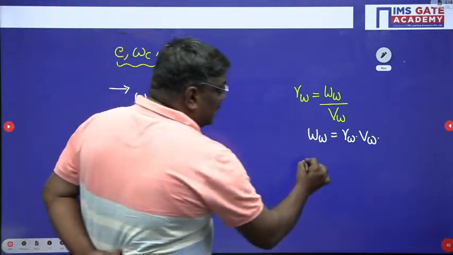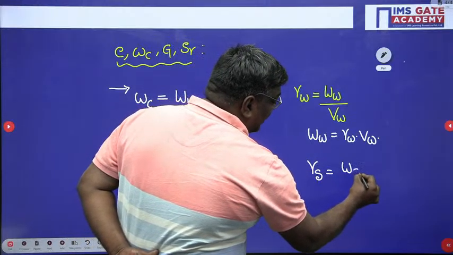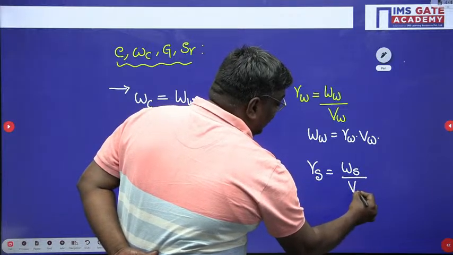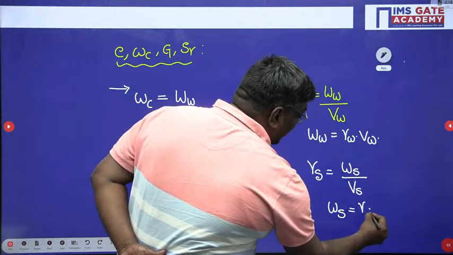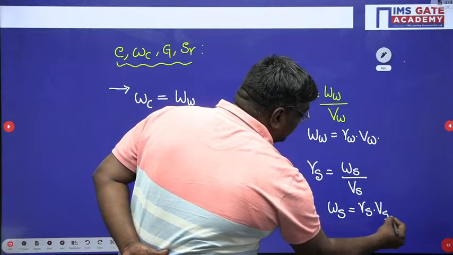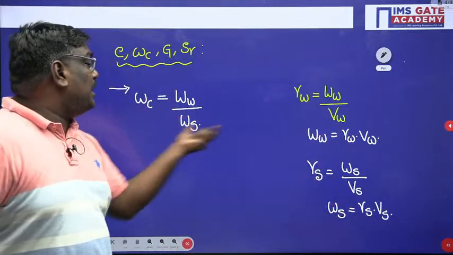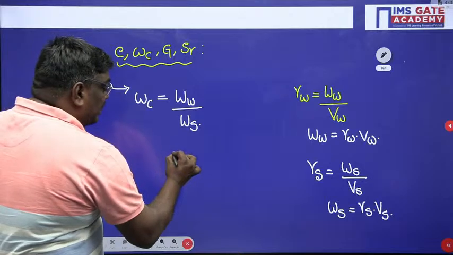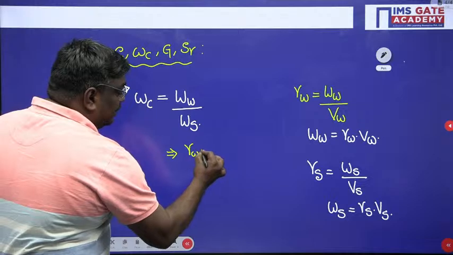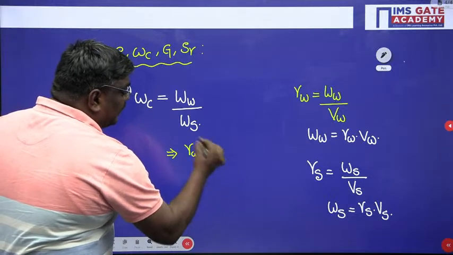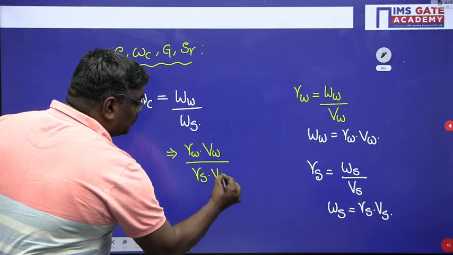Similarly, gamma S is weight of solids by volume of solids. So here also I can write weight of solids as gamma S into volume of solids. Now, you can ask me, why I have written these two equations, sir? Just to plug these values here. So weight of water can be written as gamma W into VW, and weight of solids can be written as gamma S into volume of solids.